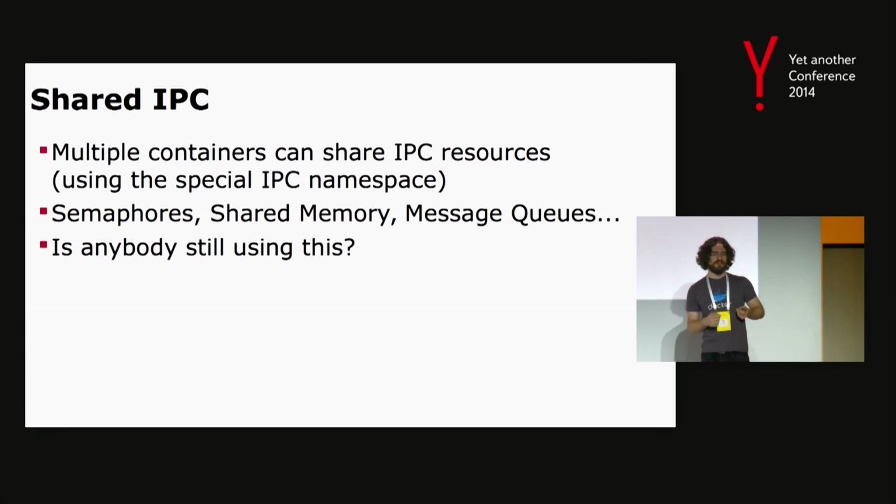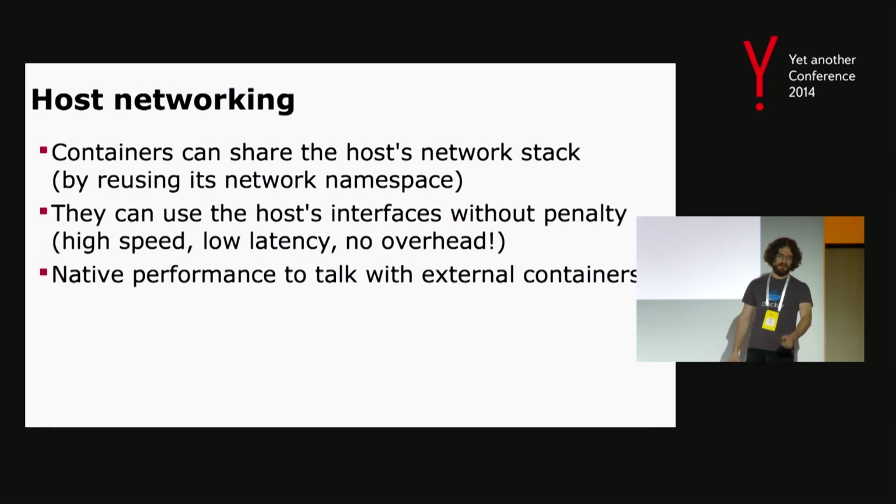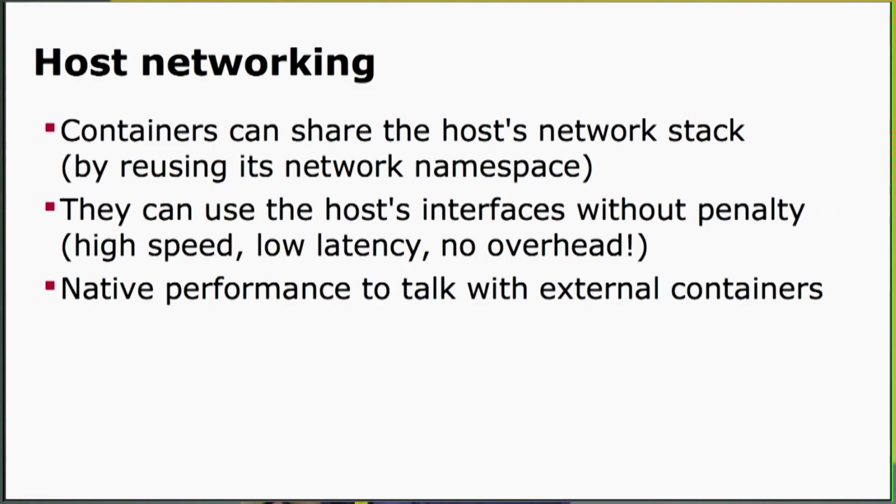You can also have shared IPC. So I don't think that a lot of people are still using IPC, so we'll just go straight to the next one. Shared localhost is great for two containers that want to talk to each other on the same machine. But if a container wants to talk to the outside world with good performance, how do we do that? Well, the container can use the network stack of the host. In that case, it will be able to use the network interface, the IP address of the host itself, without any overhead, without any performance penalty.